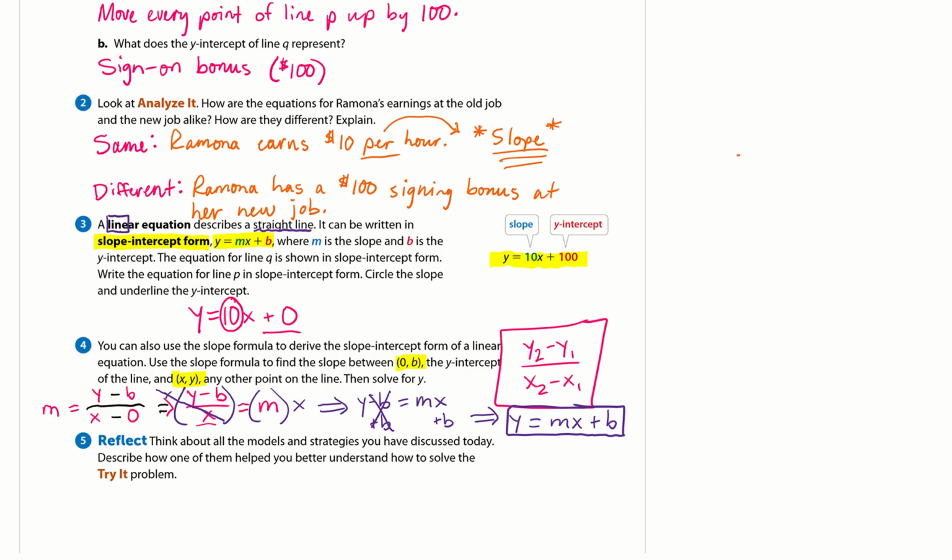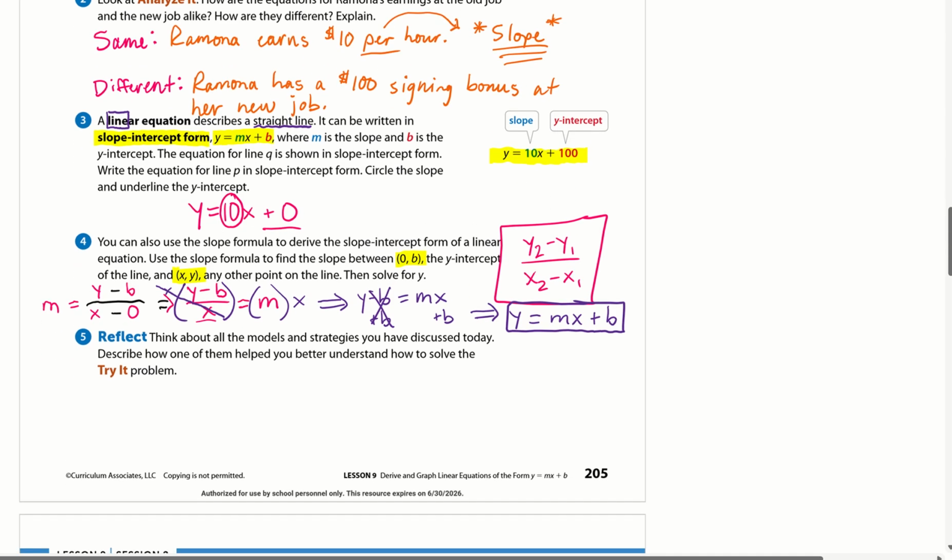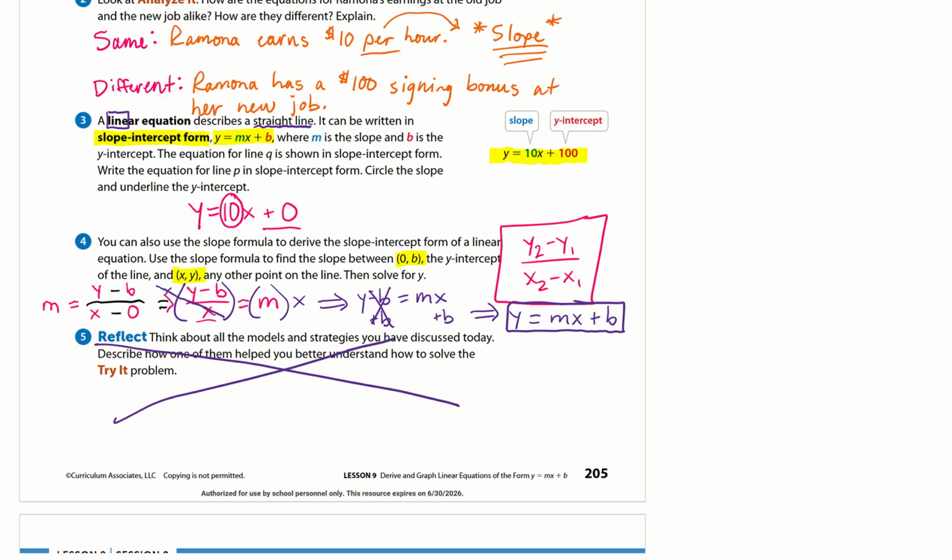All right, so that's kind of where the equation y equals mx plus b comes from. That's your derivation. It's okay if we can't do that on our own. We're just kind of seeing where it comes from. All right. Last one here on this page, number 5. Reflect. Think about all the models and strategies you have discussed today. Describe how one of them helped you better understand. We're actually going to skip that one. Okay, so you don't need to worry about doing number 5 for right now.